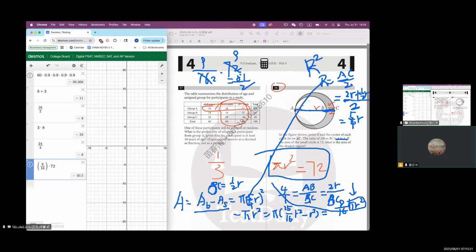And then that's where you find AC, right? Of course, using R all the time is not very comfortable. Yeah, but that's the way to go, right? You can also find R, but it's probably a little bit more messy with calculation. How would you find R?